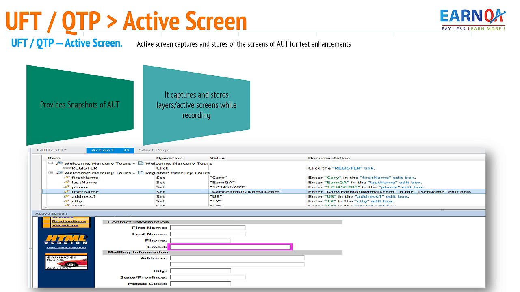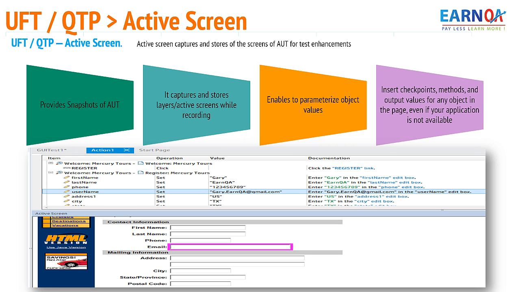Not only that, it enables you to parameterize. It enables you to enhance your script. Not only that, it would also enable you to insert checkpoints, insert the other operations. So we will see what is a parameterization. We would also see what is a checkpoint. But at this point of time, active screen is an area where it would allow to see the references, or it's a place where QTP captures and stores application snaps or screenshots, so that later on we could reference the application objects with the code.